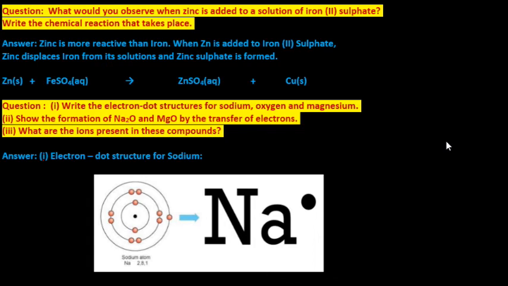Zinc is more reactive than iron. When zinc is added to iron sulfate, zinc displaces iron from its solution and zinc sulfate is formed.